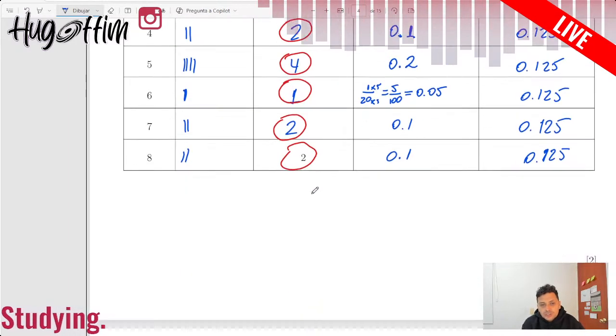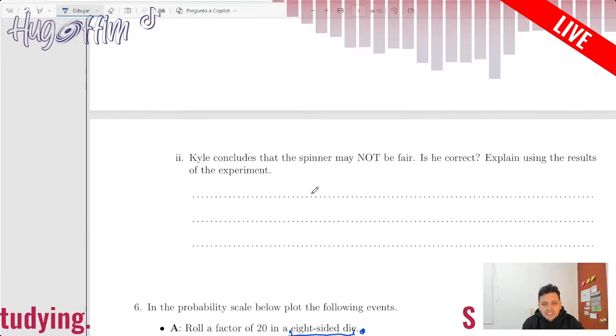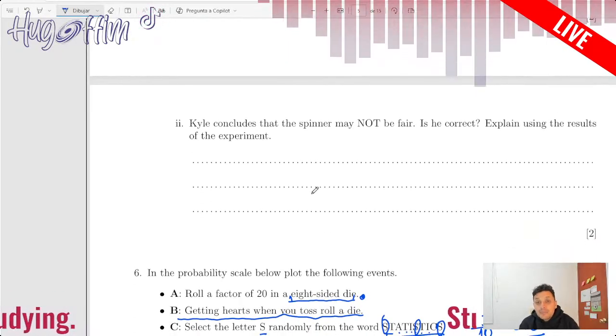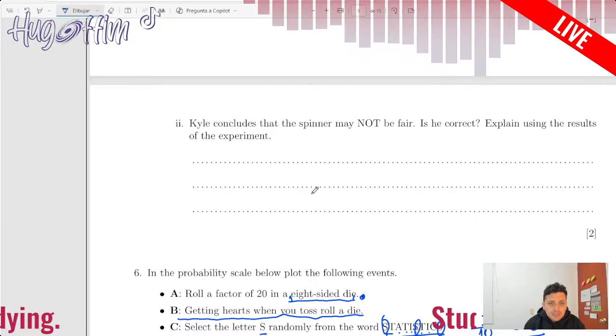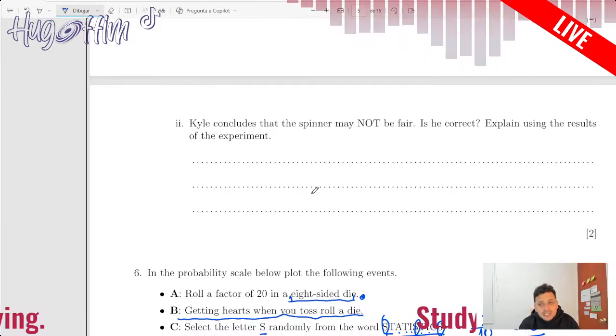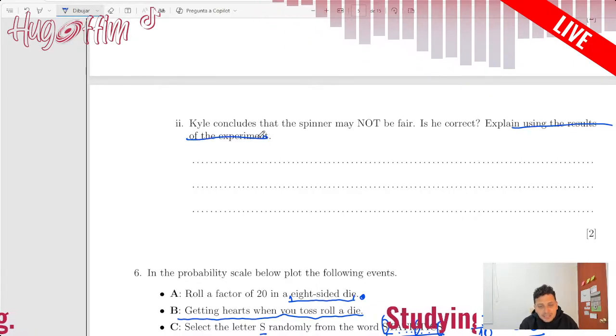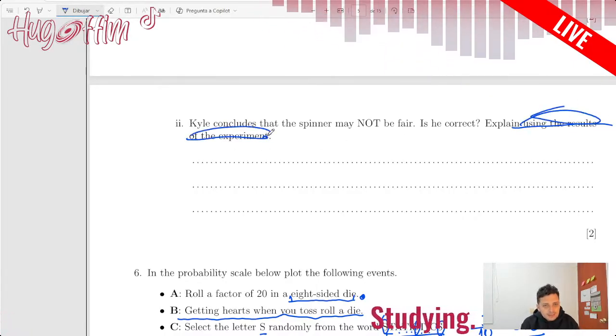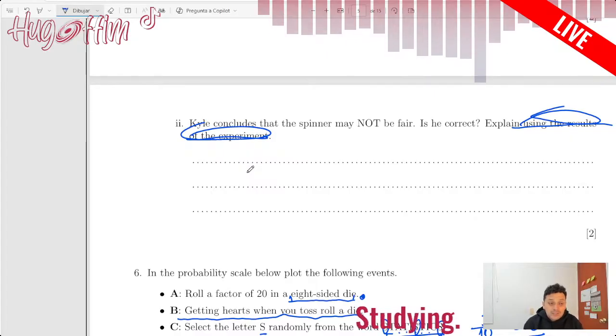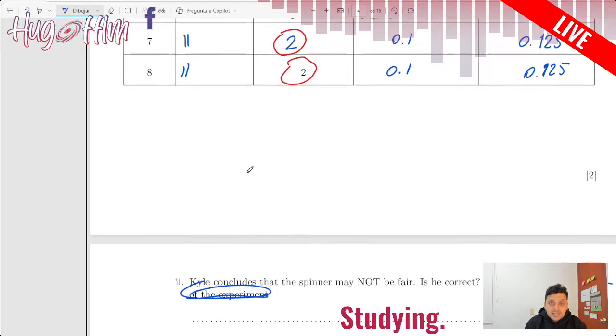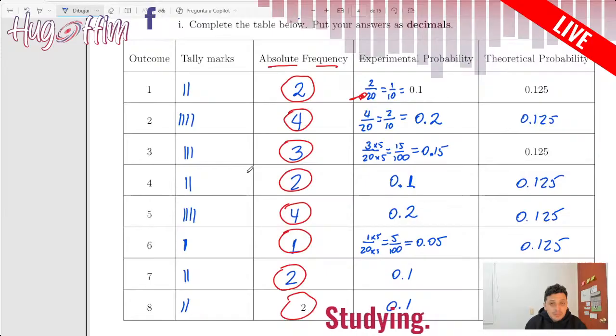Let's see the next question that appears, because it's a very good question that says, Kai concludes that the spinner may not be fair. Is he correct? Explain using the results of the experiment. Look at that. The question says, explain using the results of the experiment. It's not based on what you think. It's based on the results of the experiment. So I need to go to the table to observe the results of my experiment.